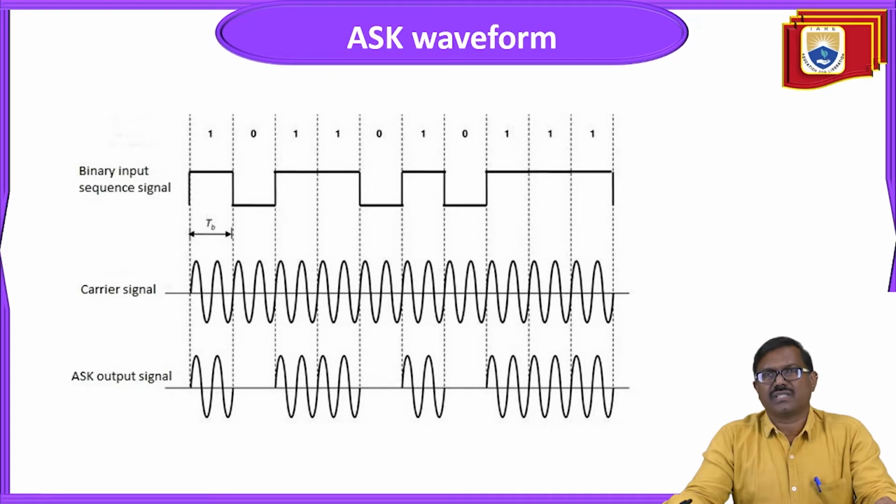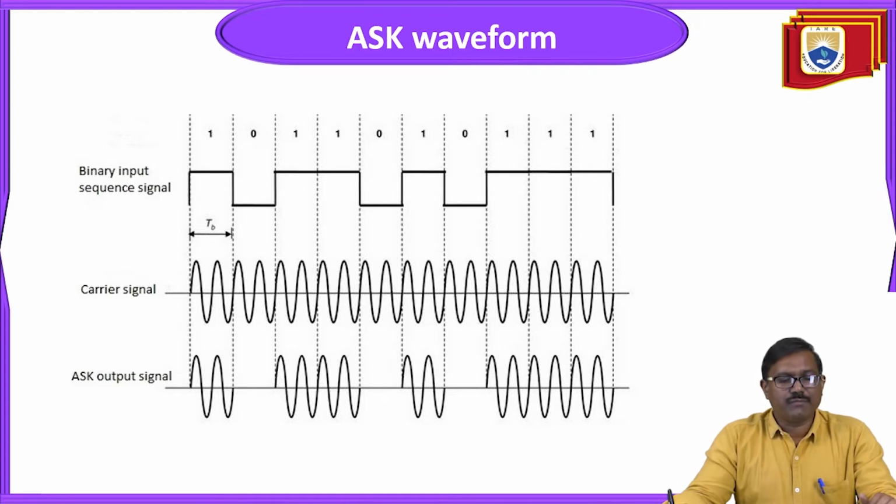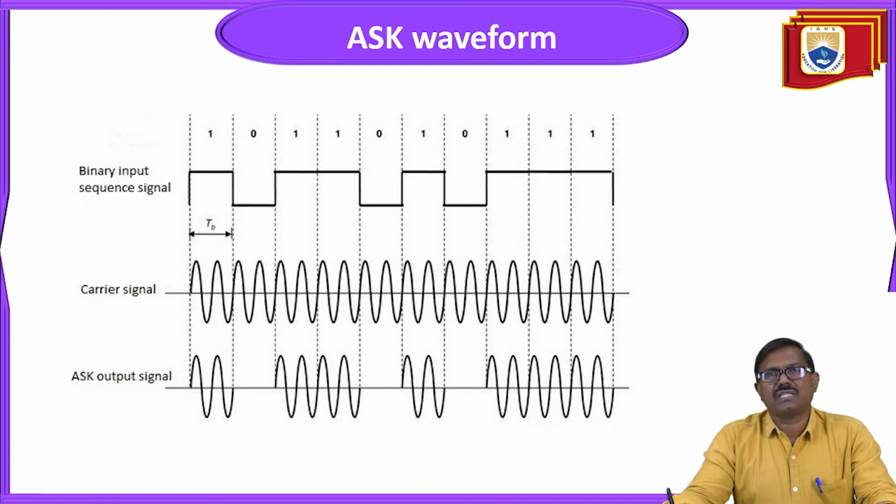Here we can see the ASK waveform, that means amplitude shift keying. The input binary sequence is 1 0 1 1 0 1 0 1 1 1. That is my incoming data, and the one below is the carrier, a continuous wave carrier signal, a wave that carries a high frequency signal. According to the input data, my carrier switches in amplitude, phase, or frequency.